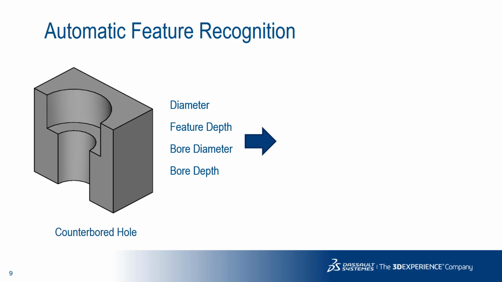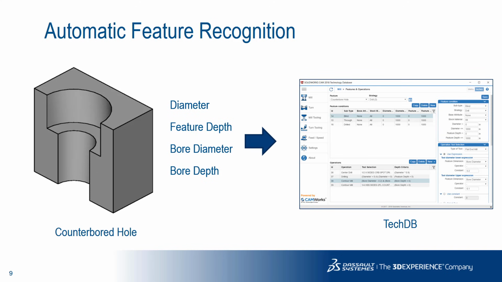By utilizing a rules-based technical database, SOLIDWORKS CAM has the ability to associate manufacturing features with a company's preferred machining strategies. The recognized feature and corresponding dimensions are passed to and processed by our rules-based TechDB. The coupling of these 2 technologies results in decreased programming time, the capture of manufacturing intellectual property in the form of machining best practices, consistent high-quality G-code, and overall reduced lead times.